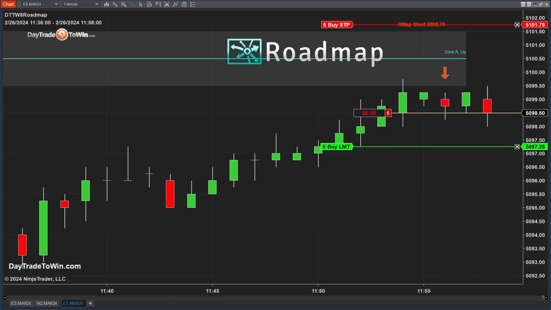We have a stop, and we also have a few other ways to get out of the trade. Time-based stop, a pivotal stop. So these are things that we teach.